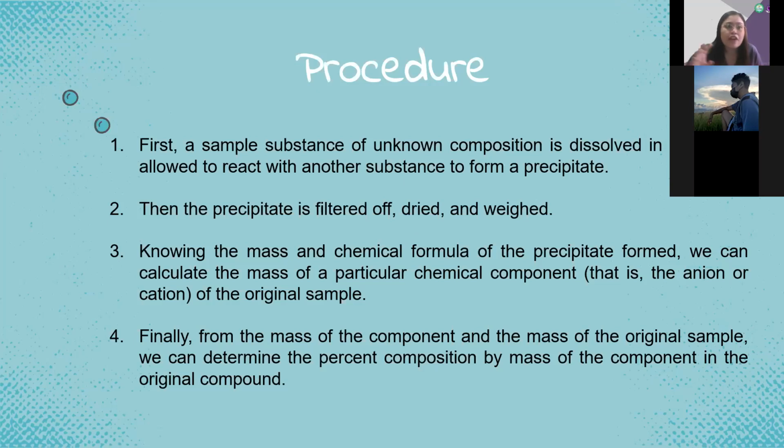So, di ba meron tayong unknown? Just using the mass of the precipitate, it will actually help us na malaman din kung ano ba ang possible composition ng unknown substance na yon. So finally, from the mass of the component and the mass of the original sample, we can determine the percent composition by mass of the component in the original compound. So ma-measure din natin yung mass ng component ng original compound natin.